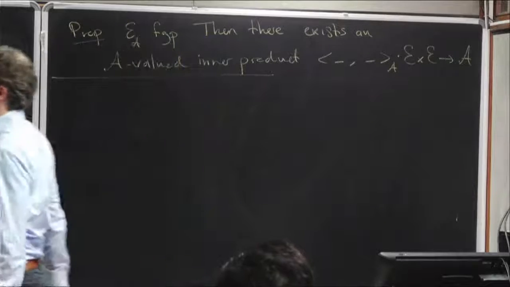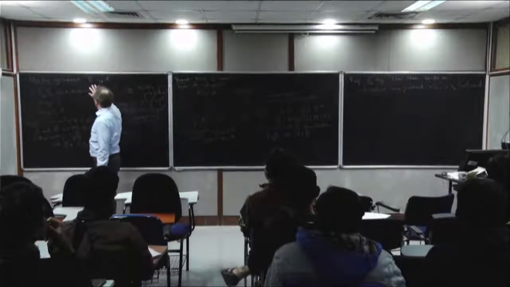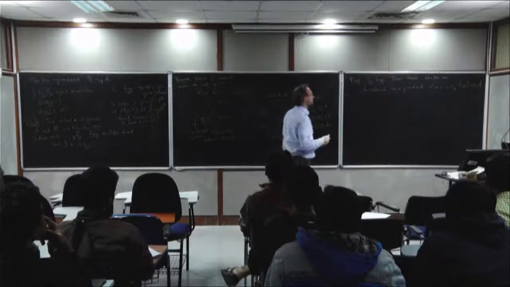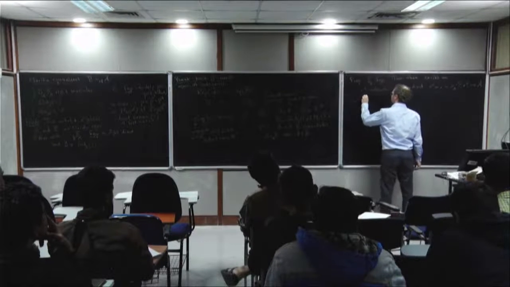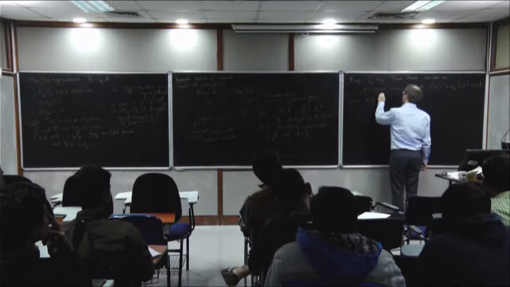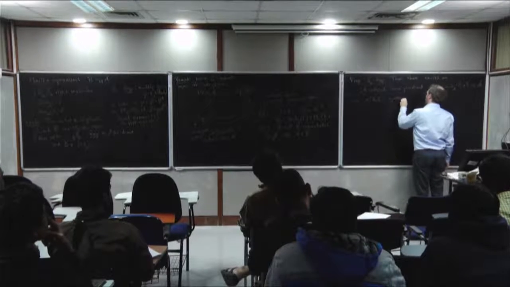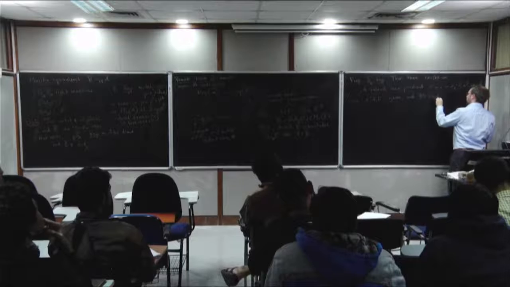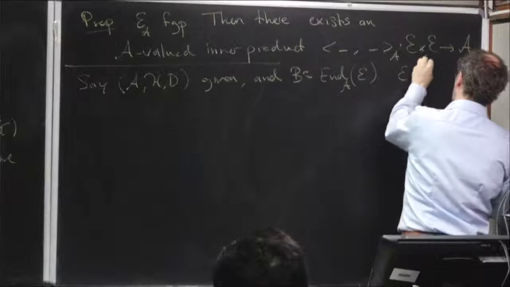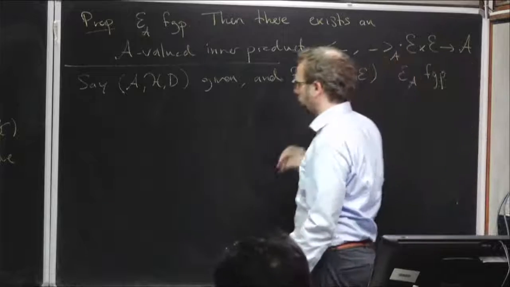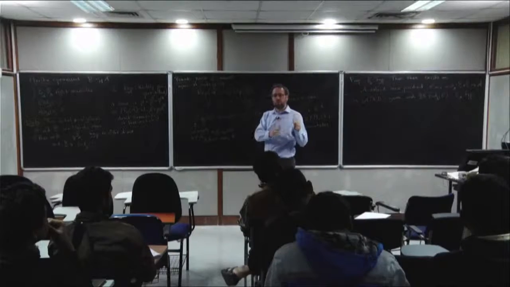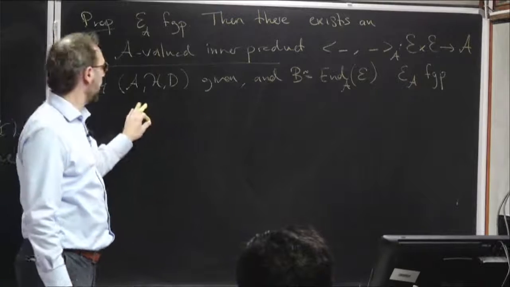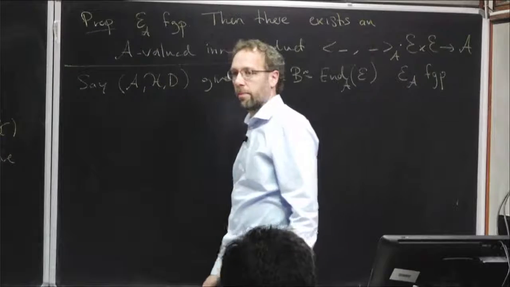This is actually a crucial ingredient to try to address the following. Say we have some geometry on A. Say (A, H, D) is given. So that's a spectral triple, and B is Morita equivalent via some E. Can we transfer the geometry to B? That's the question. Can we induce a spectral triple on B from the thing we had here? So let's try.